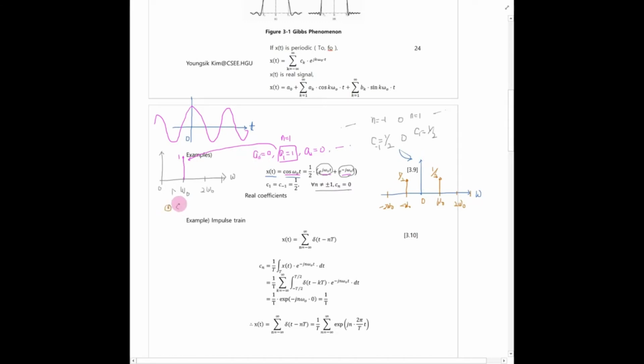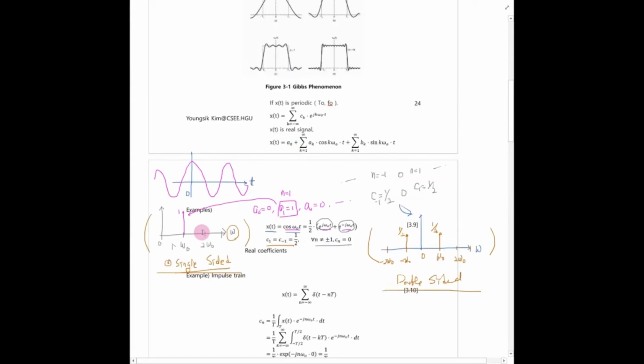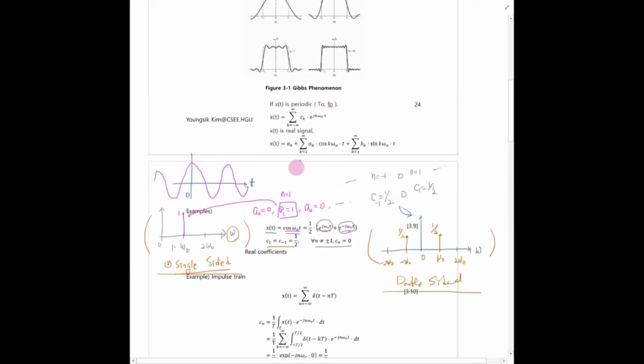This one is single-sided. It means that only positive frequency exists here. But if we take the complex exponential, we have positive and negative frequency. This is called the double-sided spectrum. Both of them are the same thing. We can plot in this way or this way. If we take the single-sided, we are using these indexes.